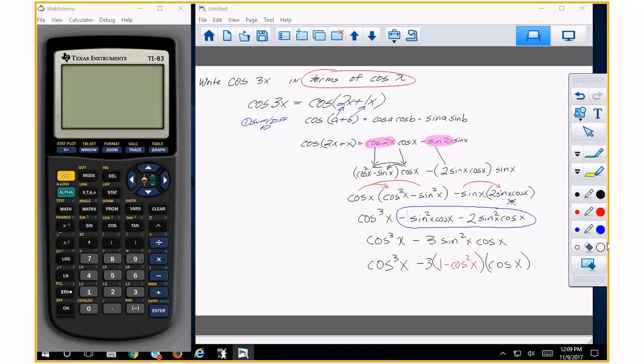I'm going to rewrite this before I start. Cosine cubed x minus 3 cosine of x times 1 minus cosine squared of x. Y'all see what I did? I just put the cosine out front so you can distribute the whole thing with negative 3.